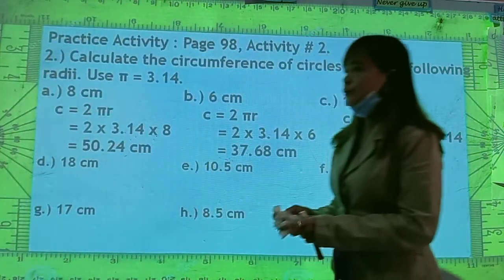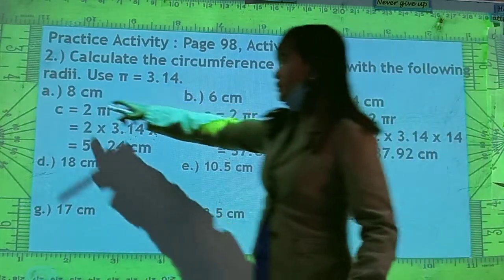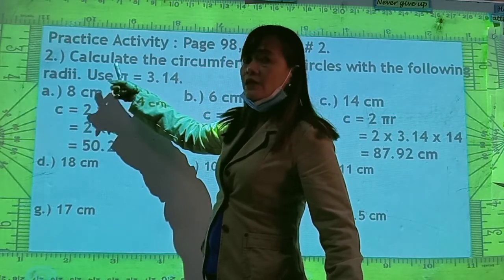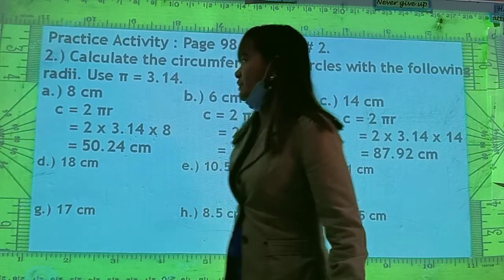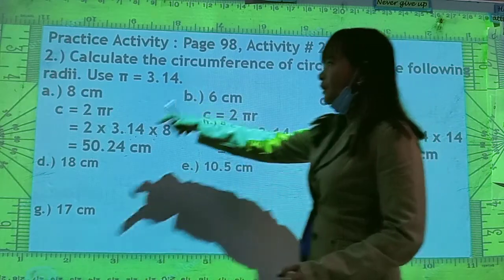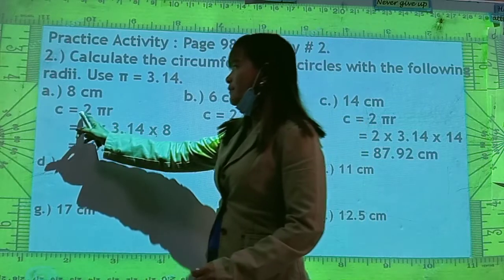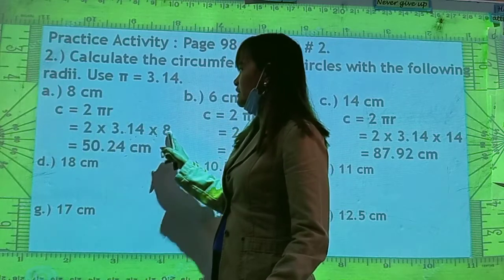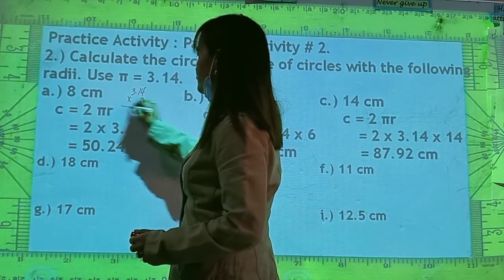In activity number 2, we need to calculate the circumference of the circles with the following radii or radius. Radii or radius, use this formula. The formula for the radius is circumference is equal to 2 times pi times radius. So circumference is equal to 2 pi r. Again, class, letter A is 8 centimeter. The radius is 8 centimeter. 2 times, substitute the value of pi, 3.14 times the radius is 8. So 3.14 times 2, these 2 first.